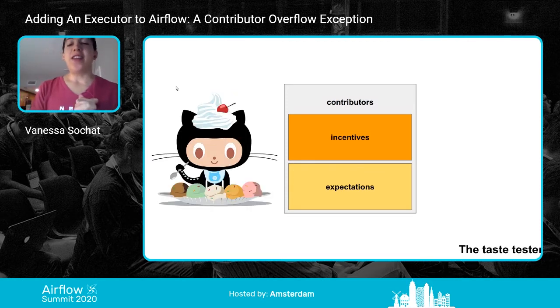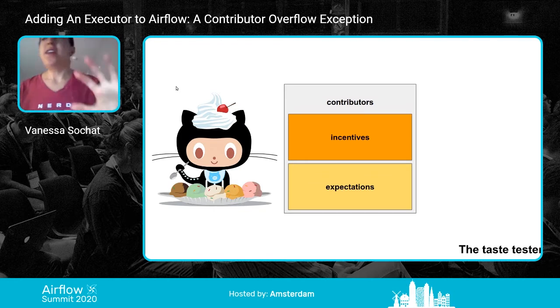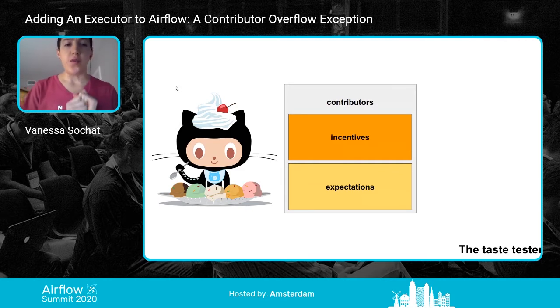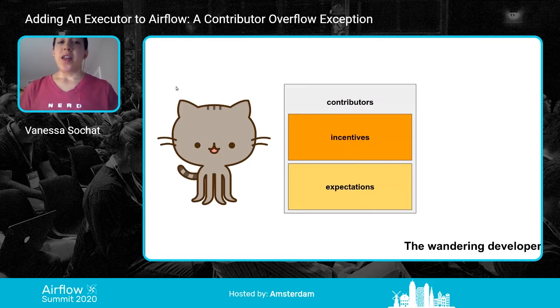So finally, we have the taste tester. The taste tester is one of these open source developers that dances around the landscape and comes to your repository, takes a taste, makes a contribution, but probably isn't going to come back for a second taste. On the other hand, the wandering developer is a special kind of taste tester that does the same thing, except if they have a good experience, they're going to come back for seconds.